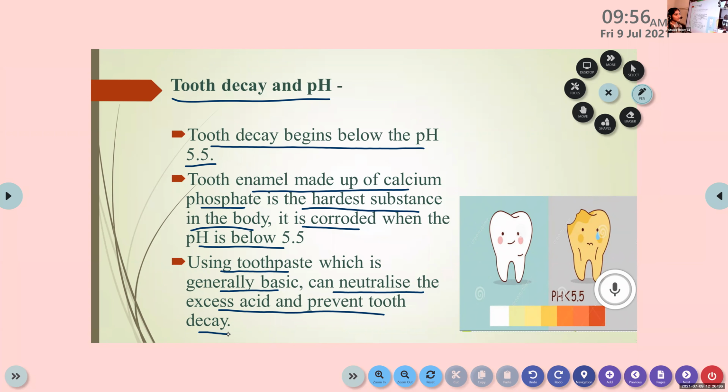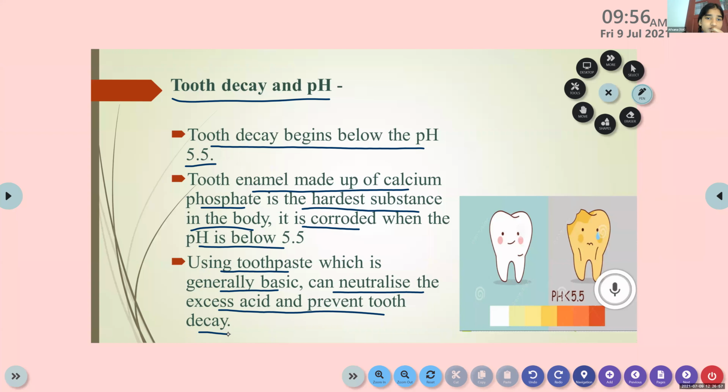Afsana, can you please read it again? Afsana, can you hear me? Yes, ma'am. Can you please read it again? Which point, ma'am? The full one.